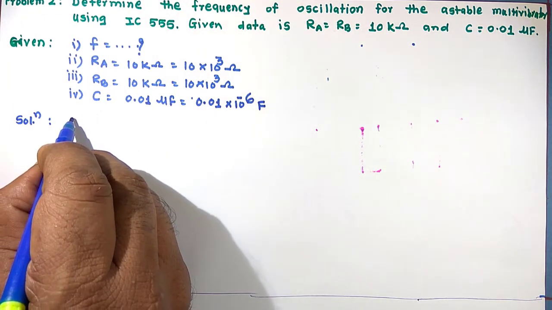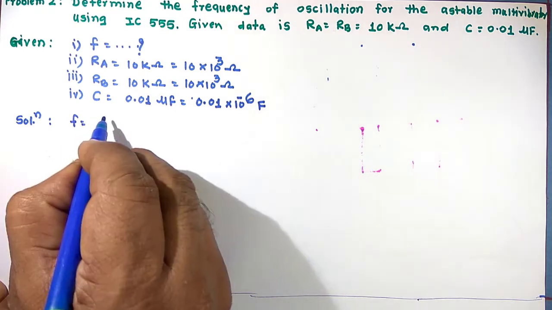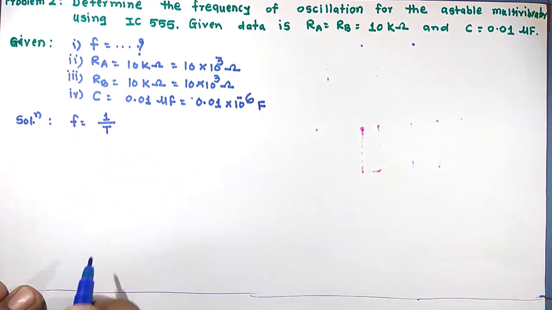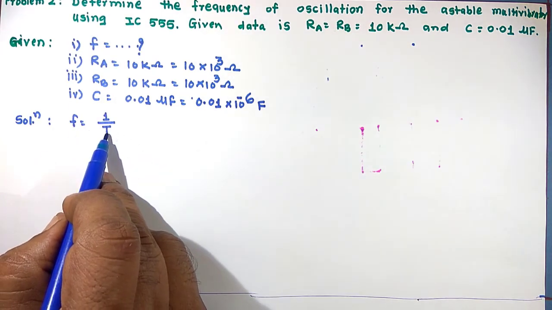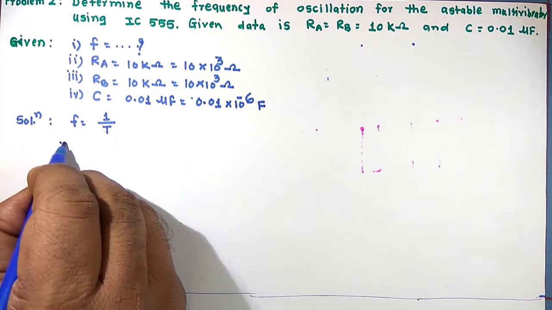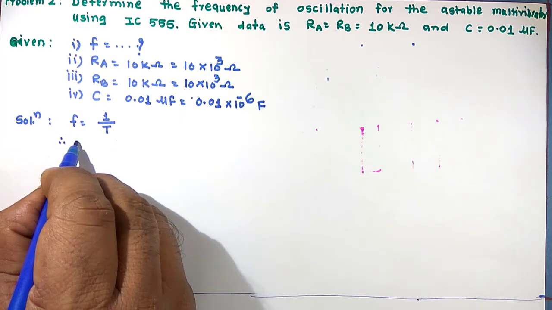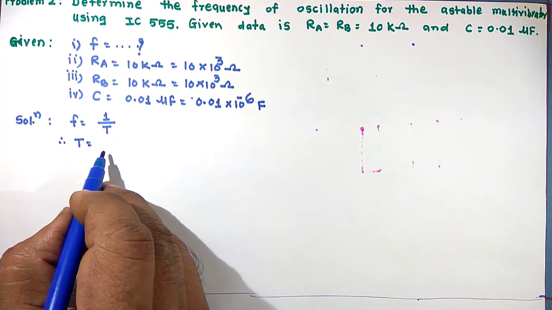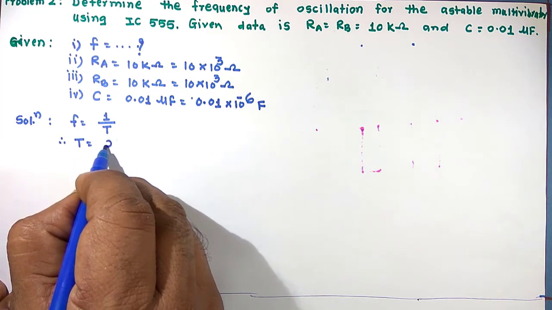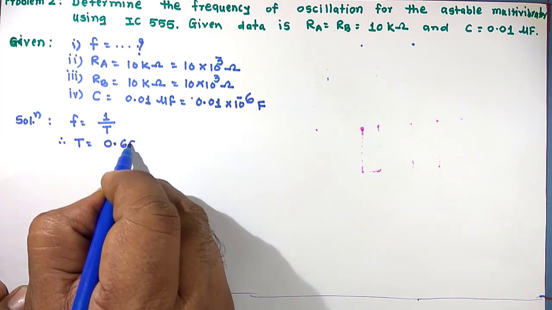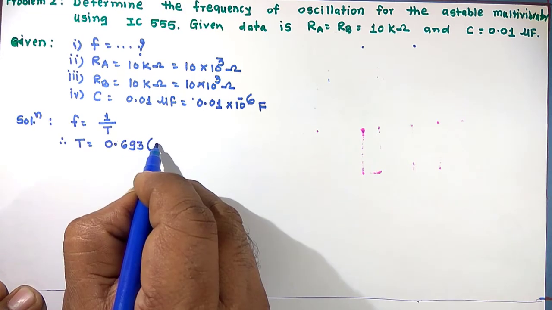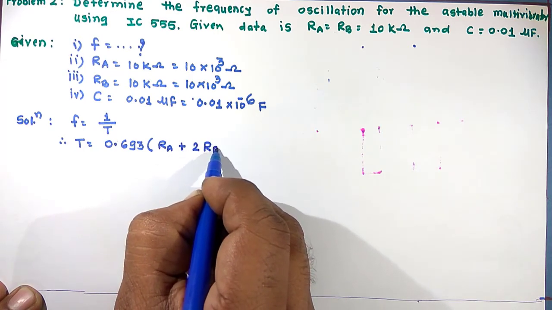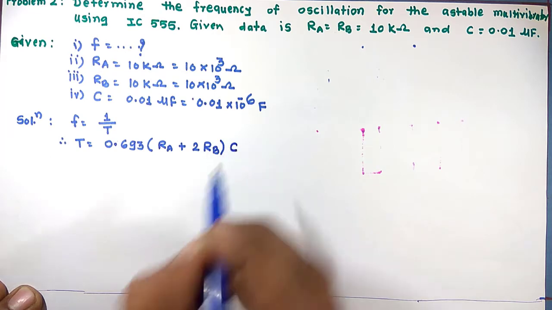To find frequency, again we know that frequency f is equal to 1 upon t. So first we find t and then we will find f. Now t is a total time, that is charging time plus discharging time. Expression for t is 0.693 into (Ra plus 2Rb) into C.